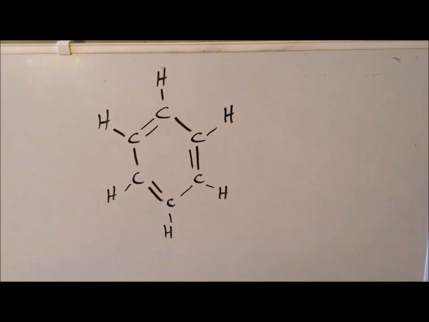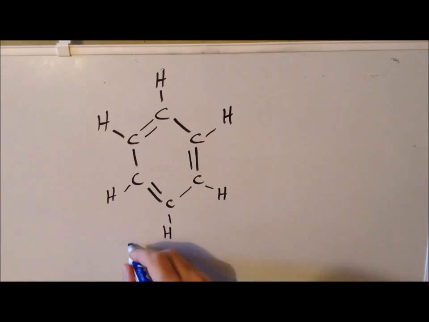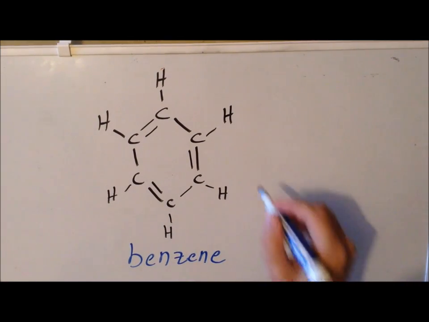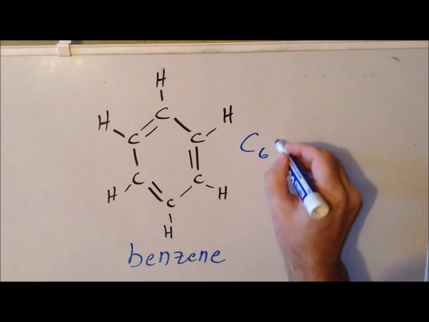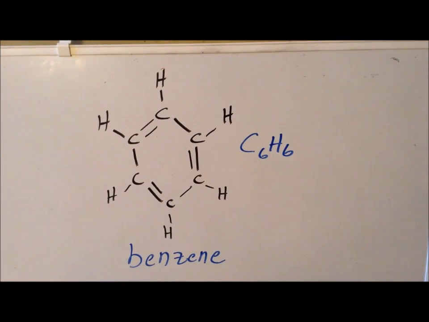One of the most important compounds in all of chemistry, both for theoretical and practical industrial reasons, is this compound, benzene. Benzene has the chemical formula C6H6, and its perhaps most distinctive feature is that the 6 carbon atoms form a ring.